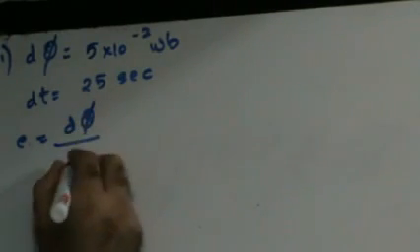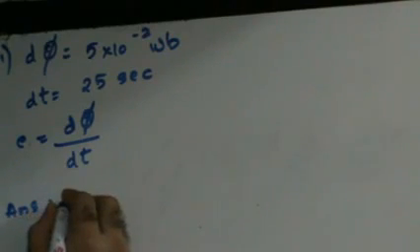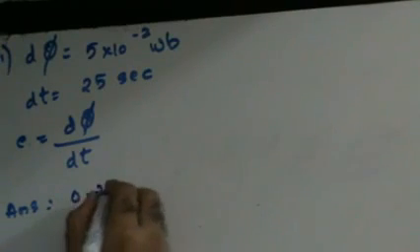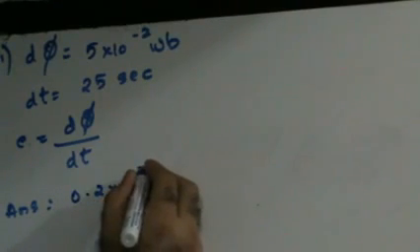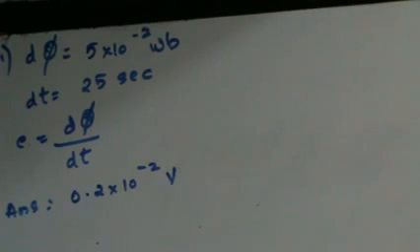EMF is nothing but rate of change of flux, so it's d phi by dt. Straightforward, you have the data, you can substitute and get the answer. The answer for this should be 0.2 into 10 raised to minus 2. That is going to be the EMF in volts that will be induced in the coil.